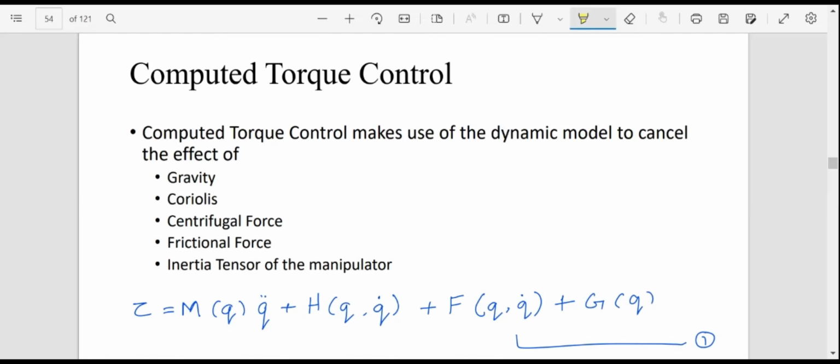In this video, we are going to see about computed torque control. Generally, when we discuss control schemes, we will always discuss one degree of freedom schemes. That is for ease of understanding. But practically, we have n degree of freedom systems.